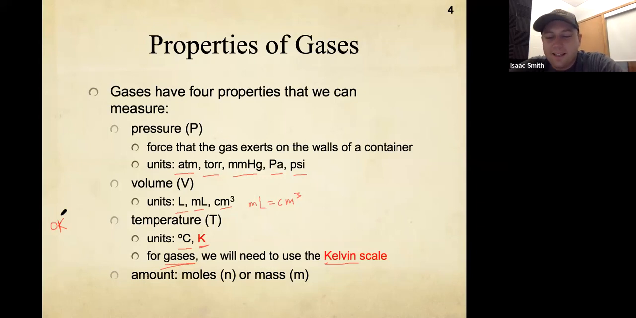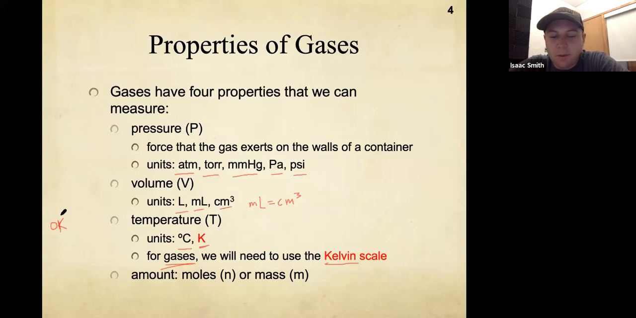Okay, moving on. Okay, not moving on yet. Still talking about Kelvin. It's always positive, and there's a very easy conversion from Celsius to Kelvin, which I think is also on the equation sheet. So even if a problem reports it in Celsius, you just need to make sure you convert it to Kelvin before you move on.